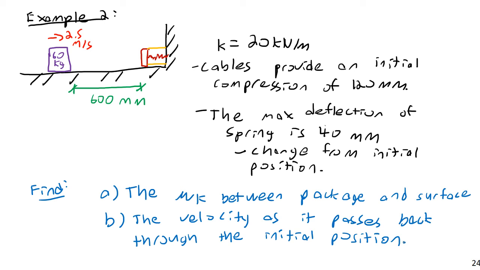Back through the initial position. Okay, so again, it's going to fly along here. It's going to strike the plate. That's going to cause the plate and the spring to compress. And then once it reaches a maximum deformation, it will spring back the other way, and it will accelerate the package again. And I want to know the velocity as it's passing back through the original point.